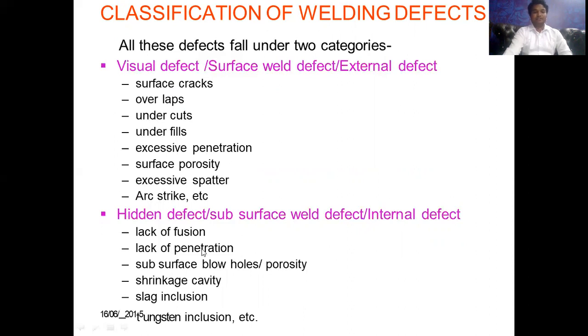Hidden defects: lack of fusion, lack of penetration, subsurface blowholes or porosity, shrinkage cavity, slag inclusion or tungsten inclusion. Hidden defects are the internal defects which cannot be seen with the naked eye. These are particularly seen using radiography or an optical microscope.